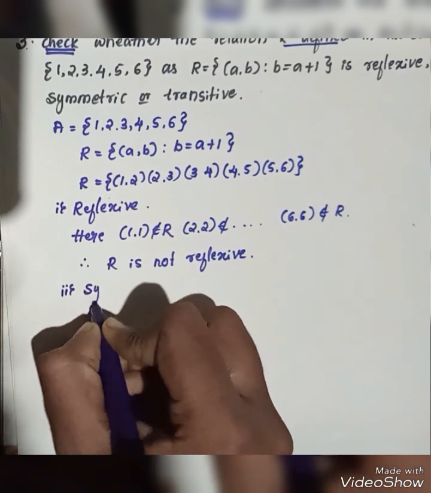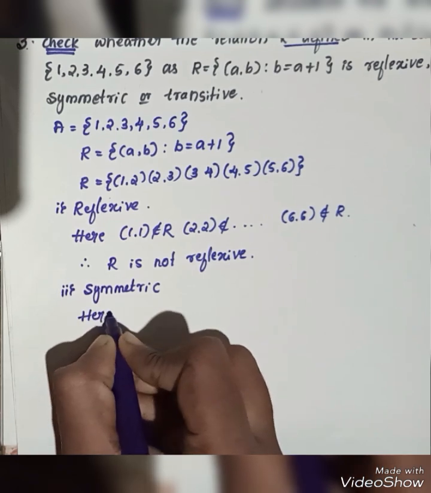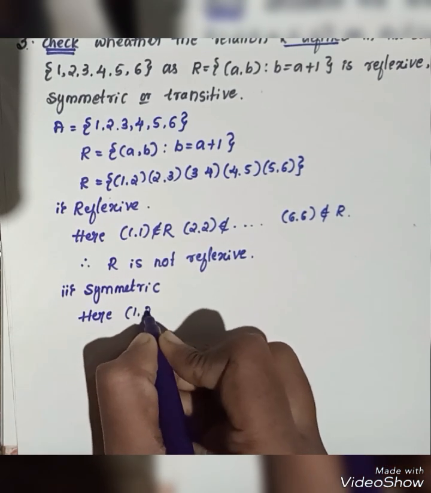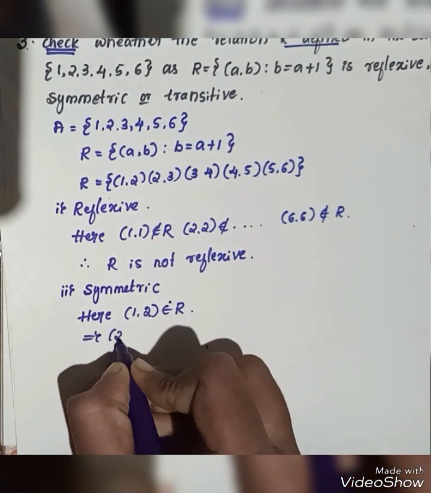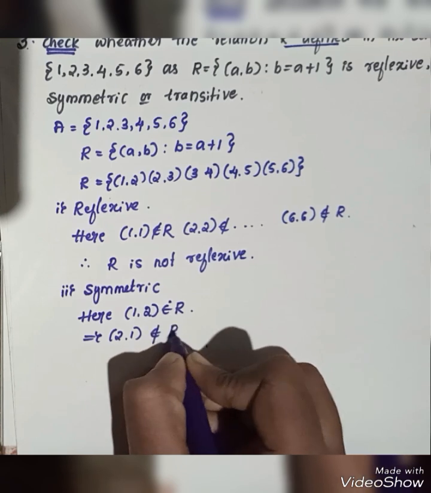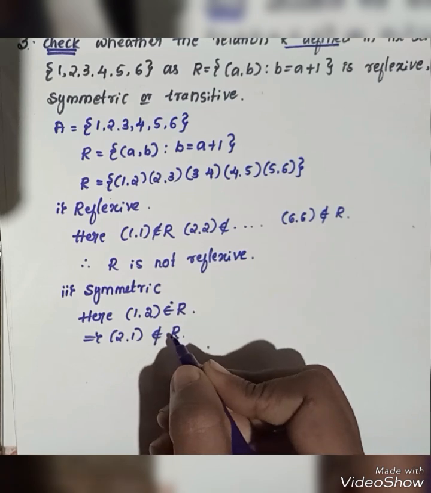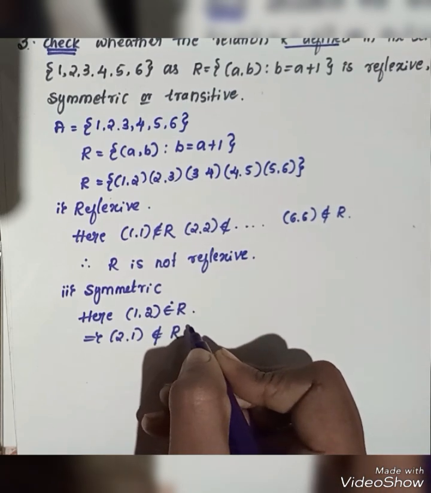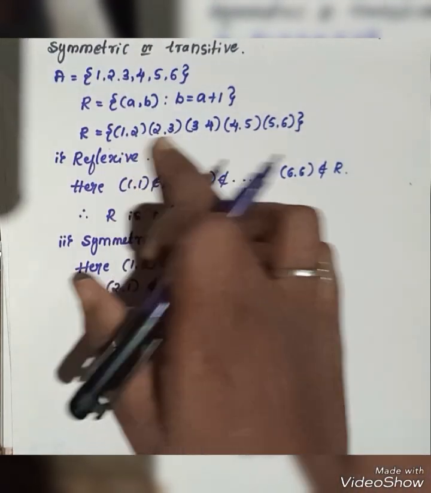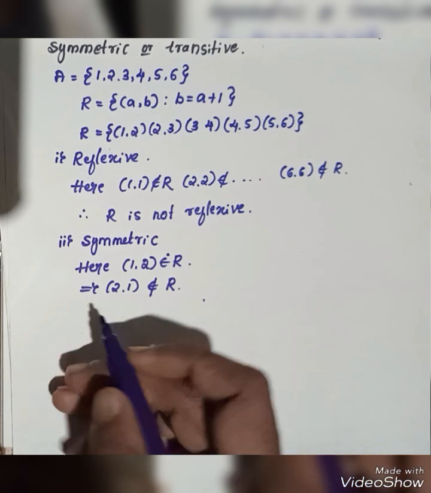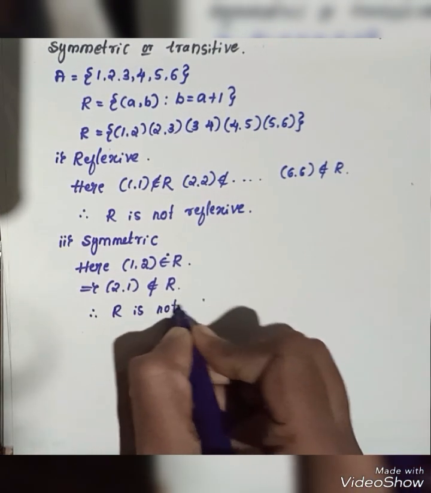Next, symmetric condition. Here, (1, 2) belongs to the relation R. That implies (2, 1) should belong to R, because for symmetric condition, if (1, 2) belongs to R, that implies (2, 1) also belongs to R. Then it would be symmetric. But here (2, 1) does not belong to R. In this relation (2, 1) is not there. Therefore, R is not symmetric.